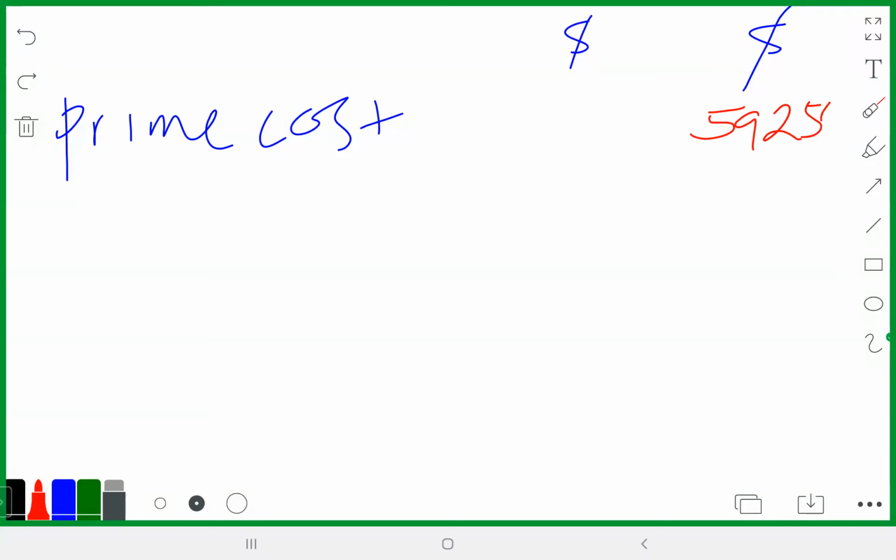So you have the prime costs. How much was it? The prime cost is 59,250. Sorry. Then you have to add now the factory overheads. To the prime cost, that's what we said in our format, add the factory overheads.